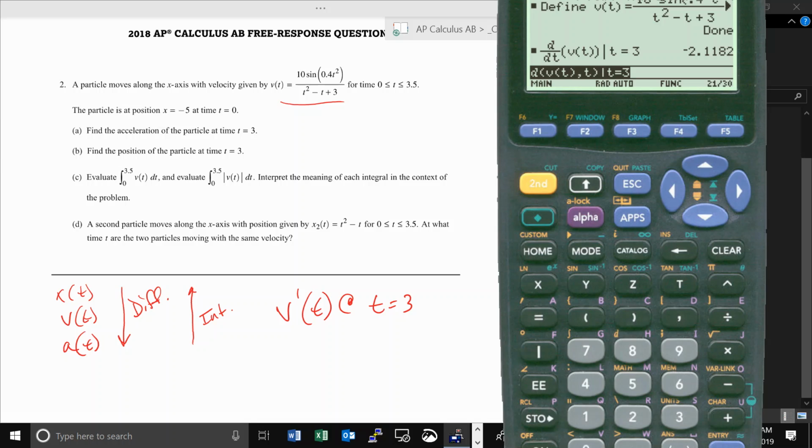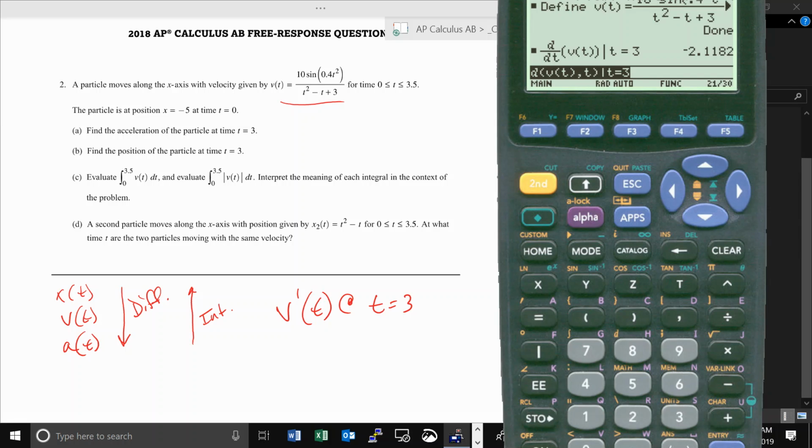I don't want to have to type it in every time. So look what I did. Instead of having it, you could have done derivative. You could have typed in the whole function, comma t, and then bar t equals 3. But I don't want to type it in anymore. So now from here on out in the rest of the problem, I can just do v of t. Okay? All right, so you can see at that time we get negative 2.1182. Okay, so that's the acceleration at time equals 3, derivative at a point.